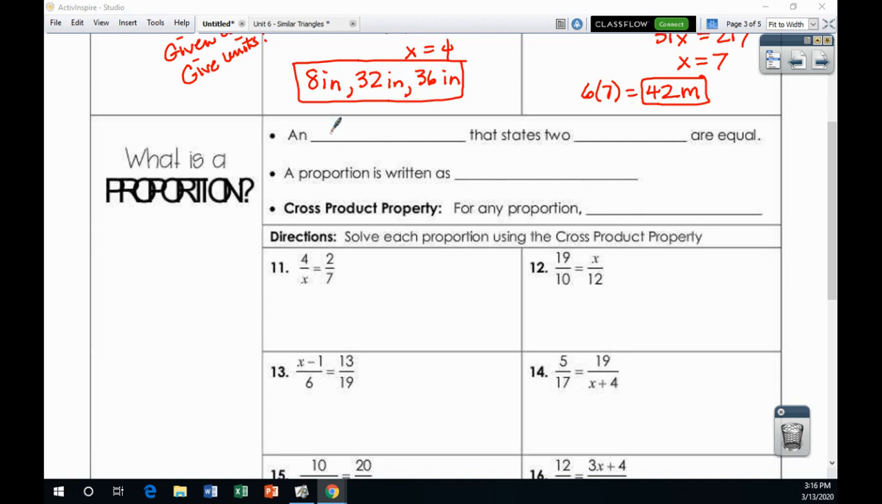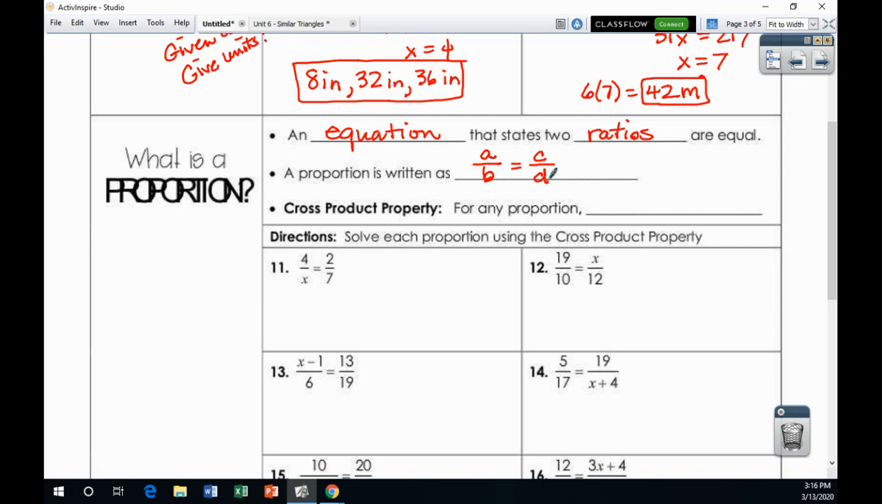A proportion is an equation that states two ratios are equal. An equation that states two ratios are equal. So a proportion can be written like this: A to B is equal to C to D, or A over B equals C over D.